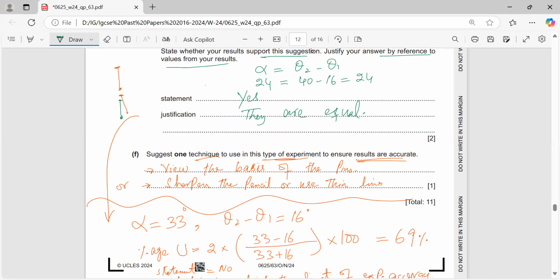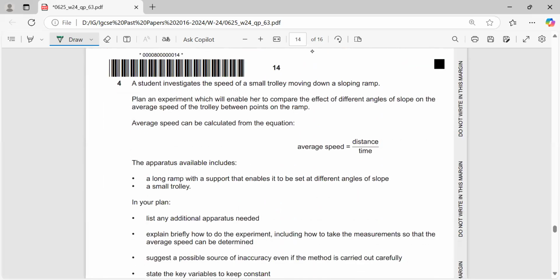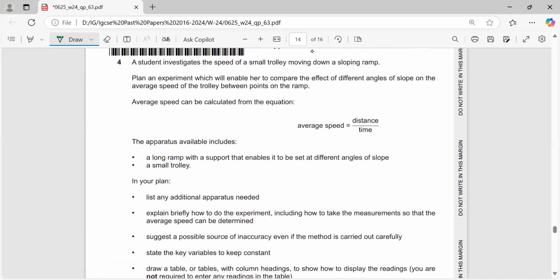Okay, now we will be moving to the next question, which is based on planning. A student investigates the speed of a small trolley moving down a sloping ramp. Plan an experiment which will enable her to compare the effect of the different angles of the slope on the average speed of the trolley between the points on the ramp.